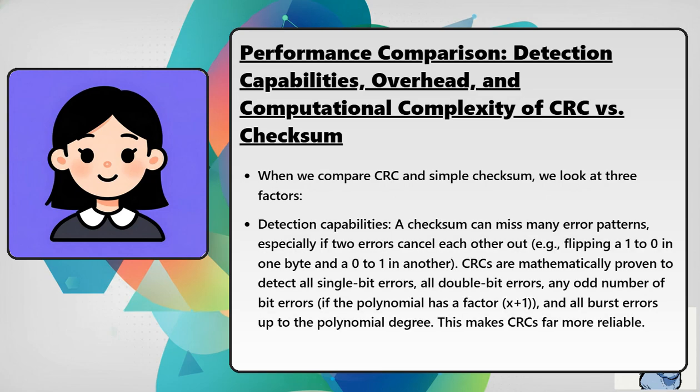Detection capabilities. A checksum can miss many error patterns, especially if 2 errors cancel each other out, for example, flipping a 1 to 0 in one byte and a 0 to 1 in another. CRCs are mathematically proven to detect all single-bit errors, all double-bit errors, any odd number of bit errors if the polynomial has a factor x plus 1, and all burst errors up to the polynomial degree.